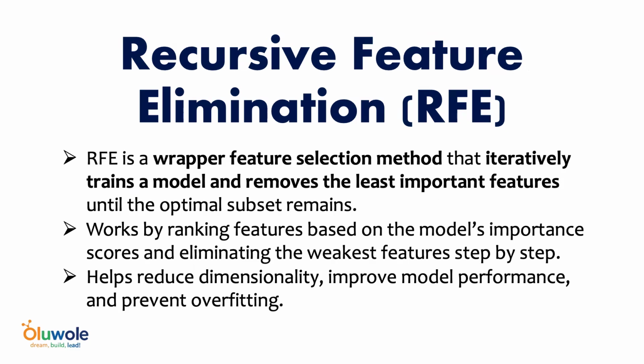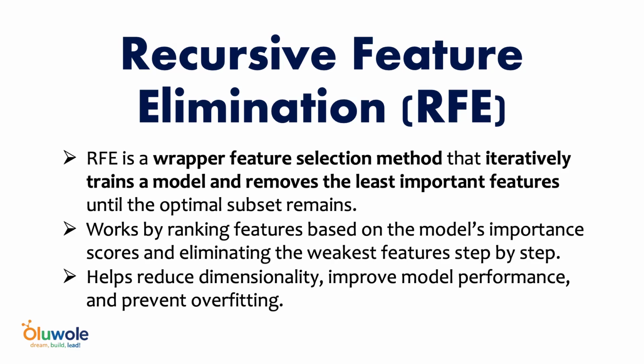We have what you call the RFE, which is recursive feature elimination. Yeah, it's a wrapper feature selection method that iteratively trains a model and removes the least important features until the optimal subset remains. Can you see, sir? Yes, sir. Recursive. It keeps on checking them. It will be running a train and removing the least important features until it is left with the subset.